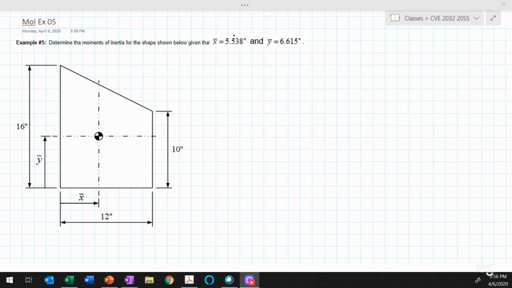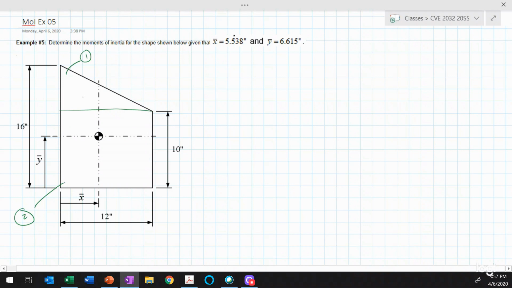Okay, so the first thing I'm going to do is break this compound shape up into a couple of primitives. I'm going to break it up into a triangle and a rectangle. This is going to be the triangle here. I'm going to call it subsection number 1, or subshape number 1. This is a rectangle down here. I'm going to call it shape number 2.